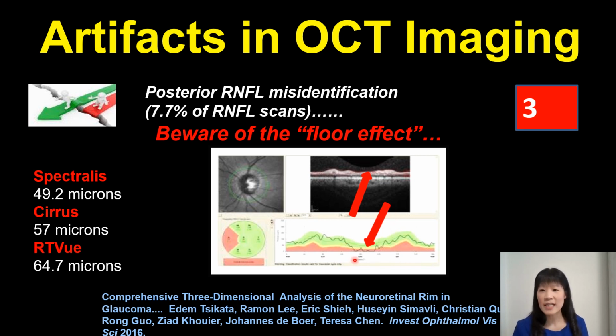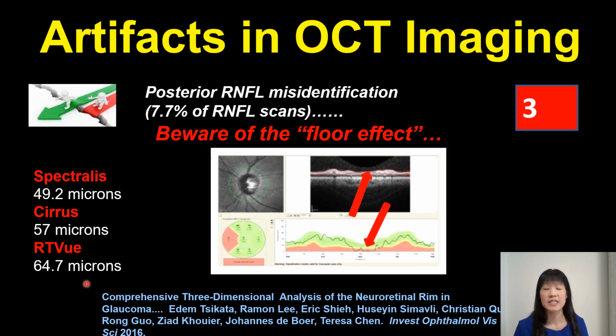But basically, take the time to look at the TSNIT graph. If you see an RNFL thickness of 0, a red flag should go off in your brain because you know that this is an artifact. It is impossible physiologically to have a 0 RNFL thickness, because again, we know that there's a floor effect. Everybody's nerve fiber layer has 50 microns of non-neuronal tissue.